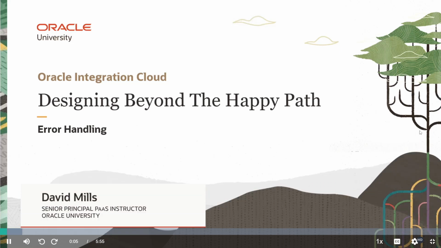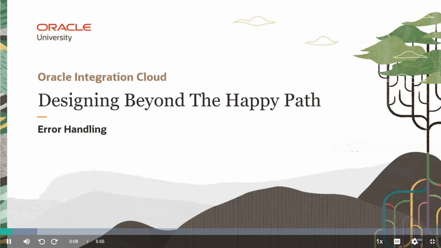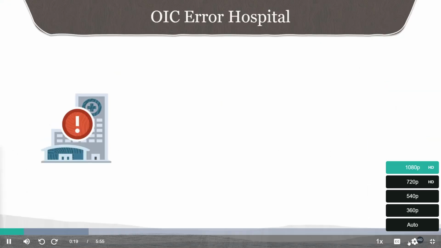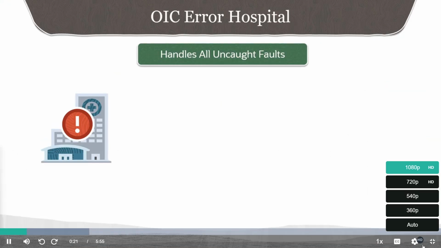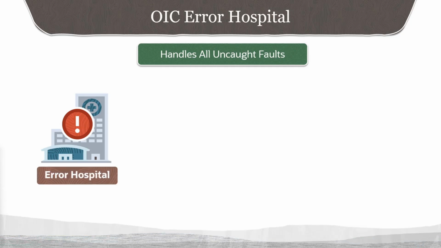Welcome. To start these lessons on error handling, in this first video, I'll overview why you should implement fault handlers in your integrations, allowing you to design beyond the happy path. But first, you really need to understand what happens to runtime errors or faults when you don't implement fault handling logic of any kind. By default, every error that occurs at runtime is delivered to the error hospital, which is part of the OIC runtime environment that is hosting your deployed integrations.